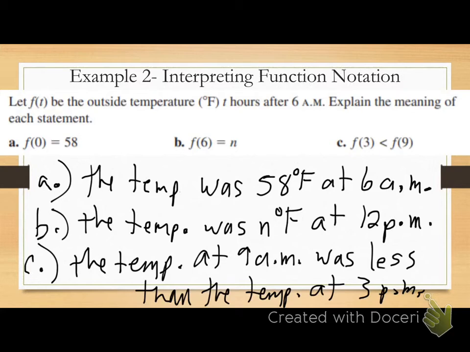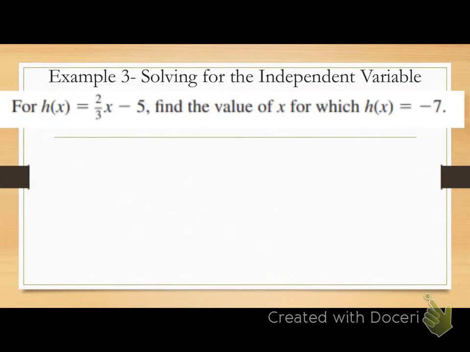Wait, so with this type of problem, it would be fine to just put in as a Fahrenheit? On letter B? Yes, because that's what it's telling me, right? The temperature outside 6 hours after 6 a.m. was in degrees Fahrenheit. That's all I got to put for B. Other questions? Can I move on? Yes. All right. We good so far? Indeed. Pretty easy? Okay. All right.